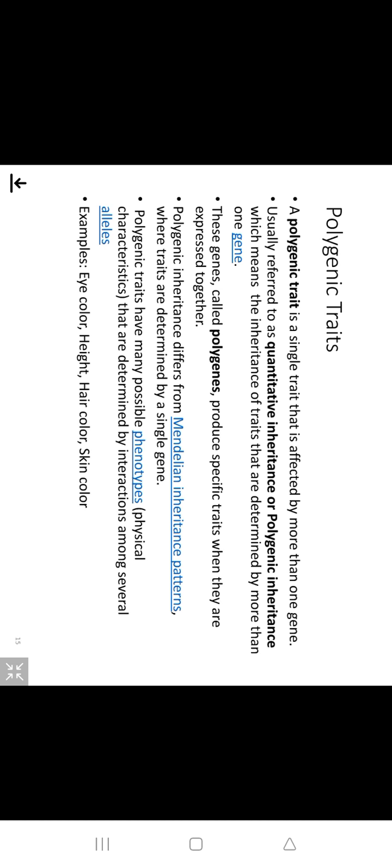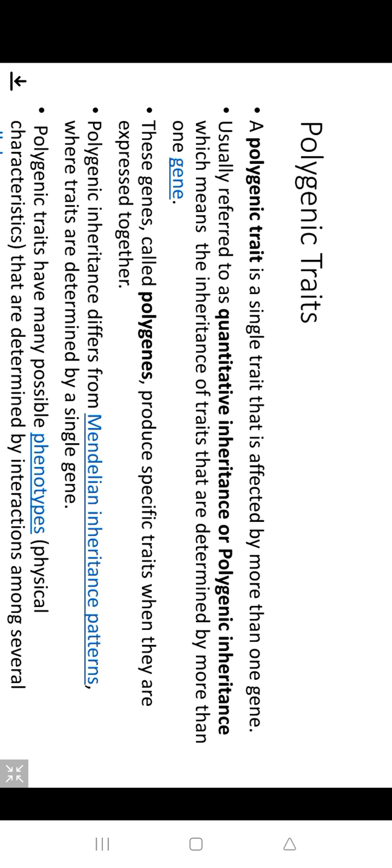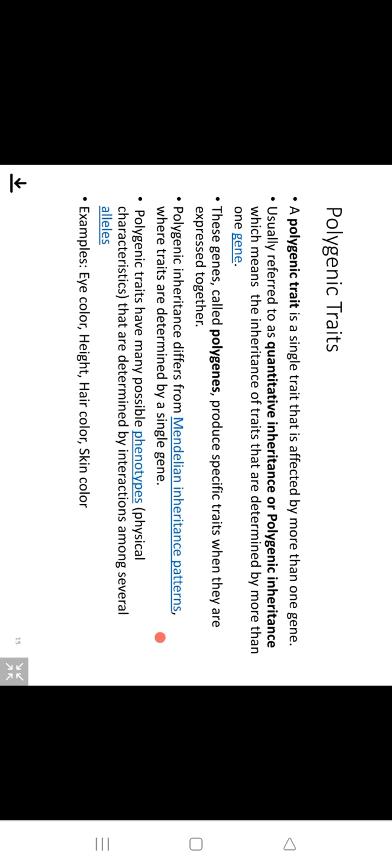I think we are done with epistasis. Now we can look at the other type of gene interaction. So any question before we proceed to the other kind of gene interaction?